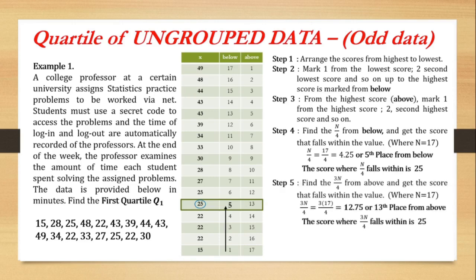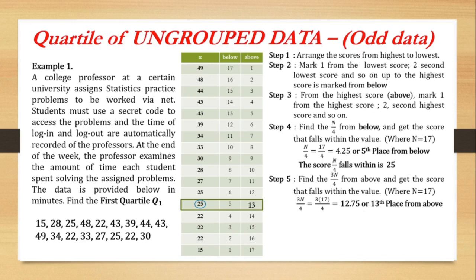Step 5, find the 3n over 4 from above and get the score that falls within the value where n is equal to 17. So we are going to use now 3n over 4 and substitute the value of n, which is 17, so that becomes 3 times 17 over 4, that is equal to 12.75, or the 13th place from above. The score where 3n over 4 falls within is 25.